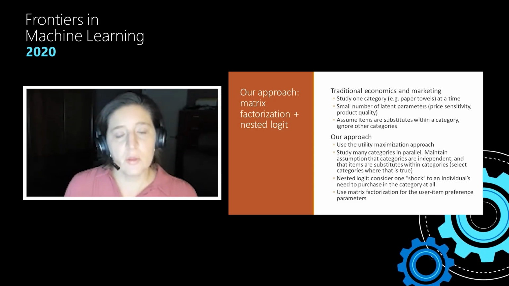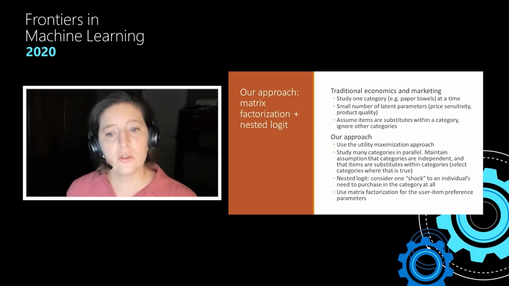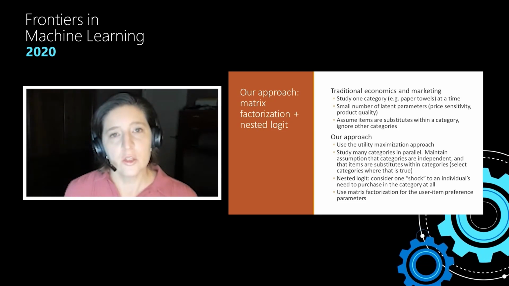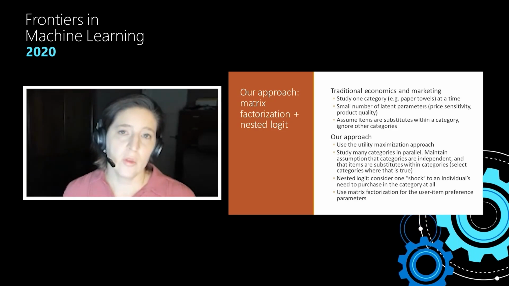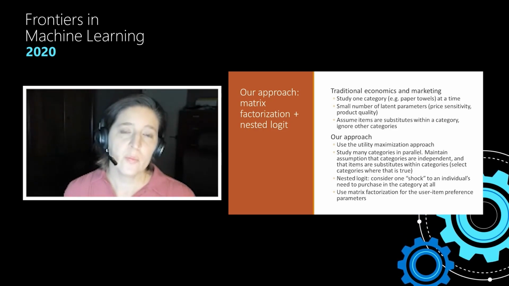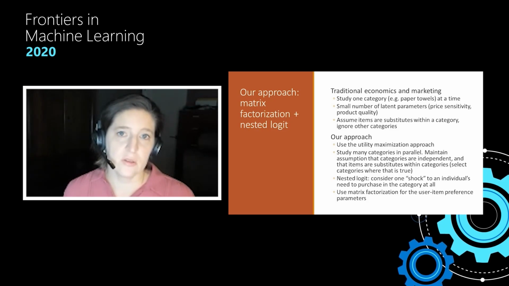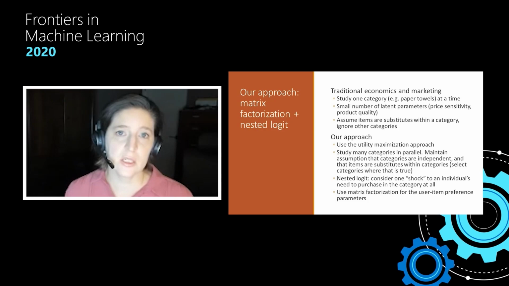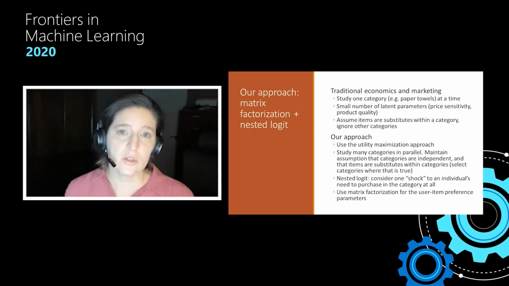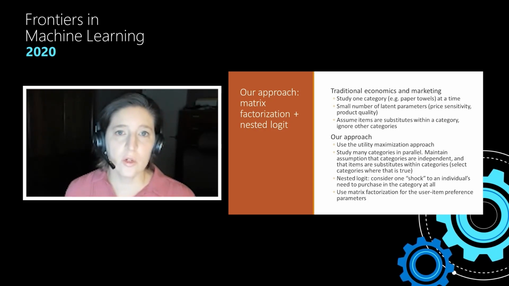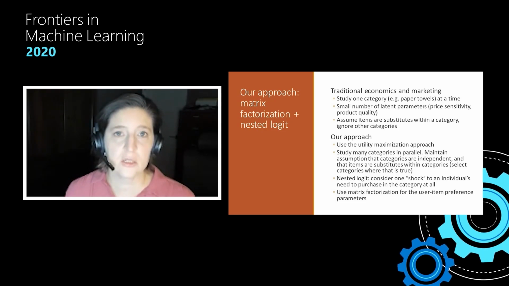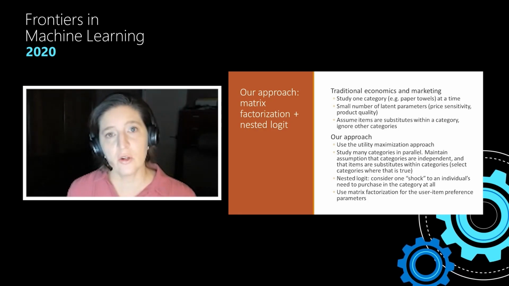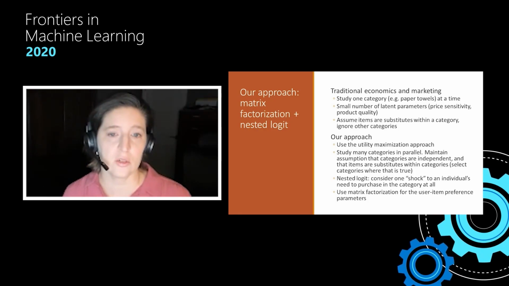Now, the innovation and where the machine learning comes in is that we're going to use matrix factorization for the user item preference parameters. So instead of having, for each consumer, 1,000 different latent parameters, each one for each product they might consider, instead we use matrix factorization so that there's a lower dimensional vector of latent characteristics for the products, and the consumers have a lower dimensional vector of latent preferences for those characteristics.